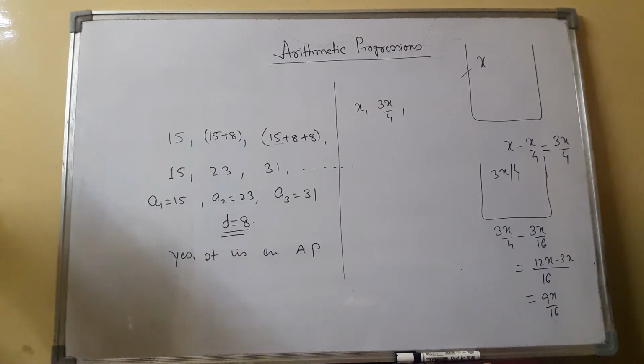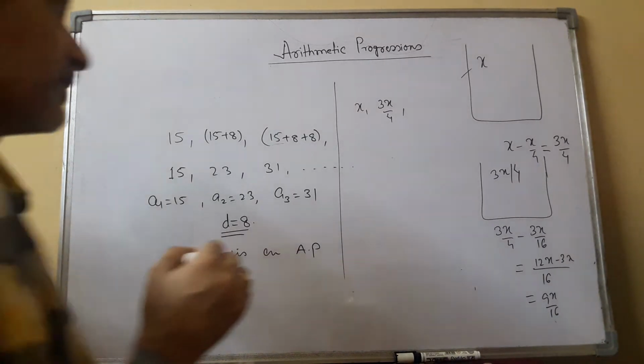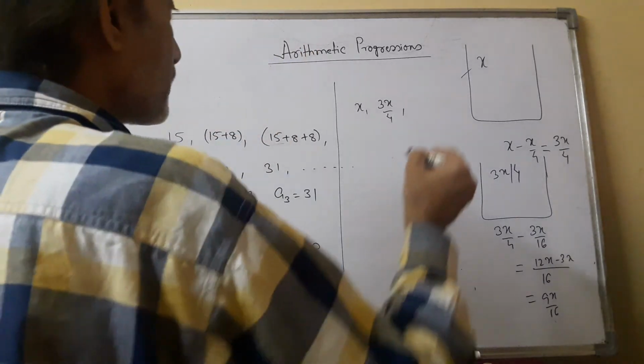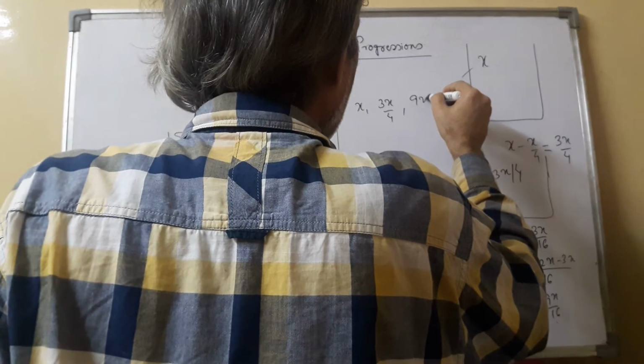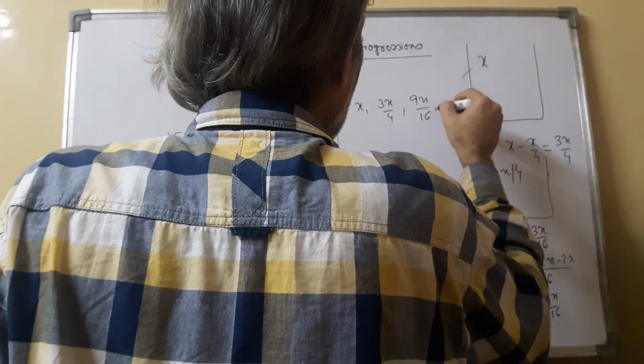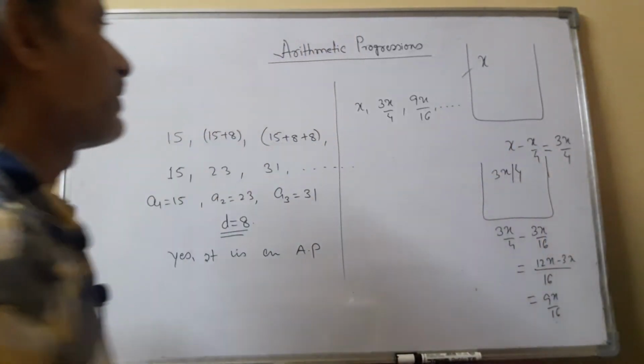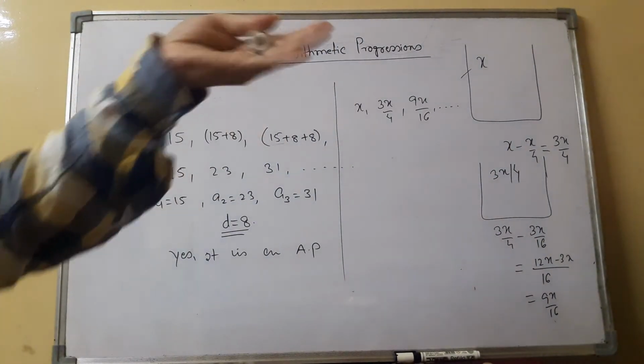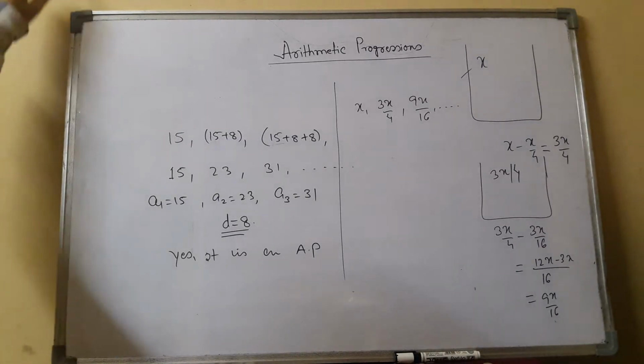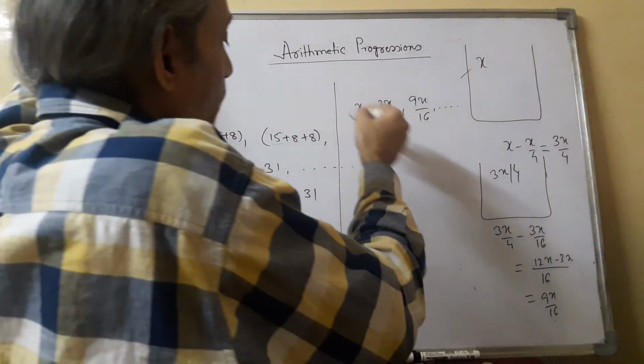So we are getting 9x upon 16. Next term is 9x upon 16. Likewise, we can find out the 4th term, 5th term, 6th term. But the picture will become clear from here.